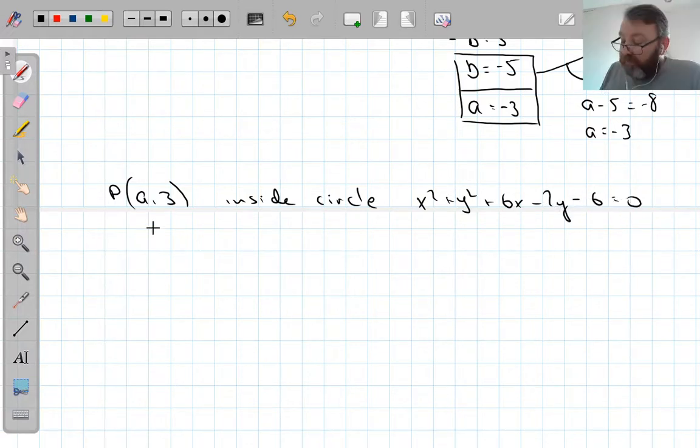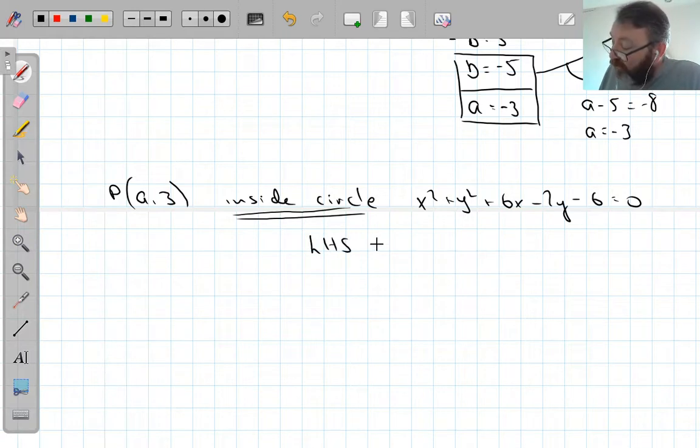Now, if the point P is inside the circle, that means that the left-hand side is going to be smaller than the right-hand side. See?